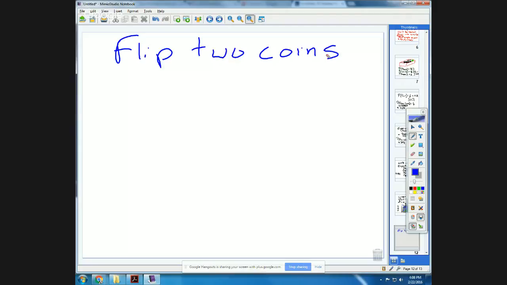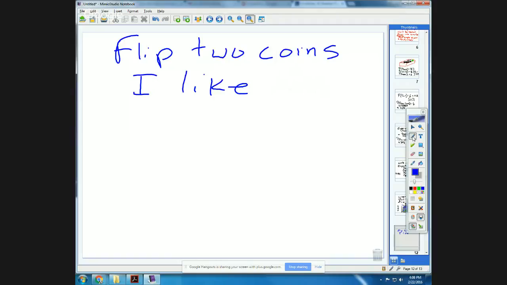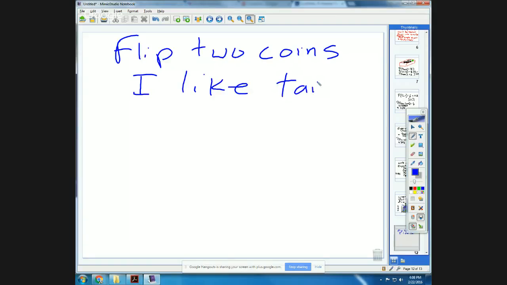Let's see. I like heads. No, I like tails, actually. There's usually something more interesting in quarters these days in the tail. Wouldn't you agree? So I like tails, actually. And so as far as tails go, one of 3 things is going to happen.